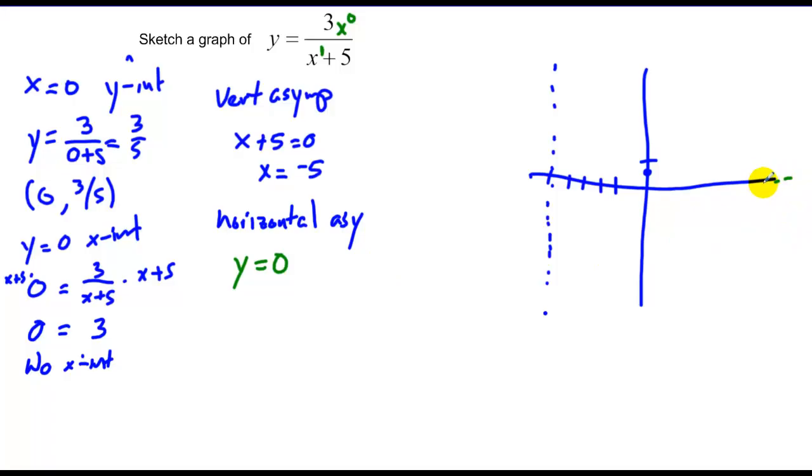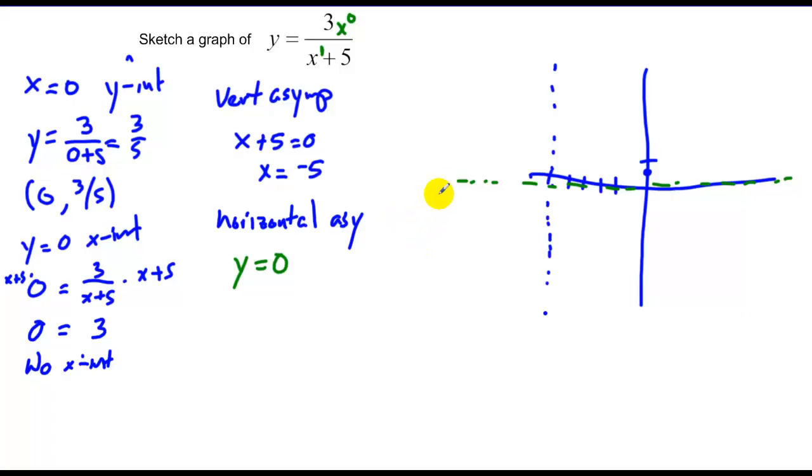So I'll draw a horizontal line going through this axis. Now again, what this states is that as x gets very large positively, y gets close to 0. It's like an end behavior. And as x gets very, very large negatively, y gets close to 0.